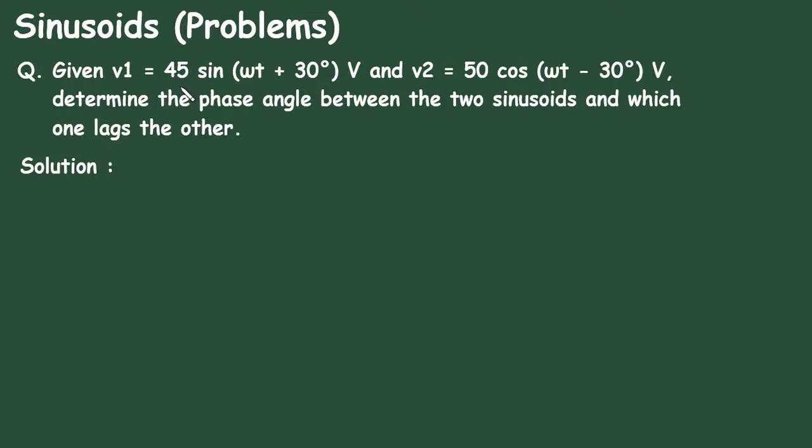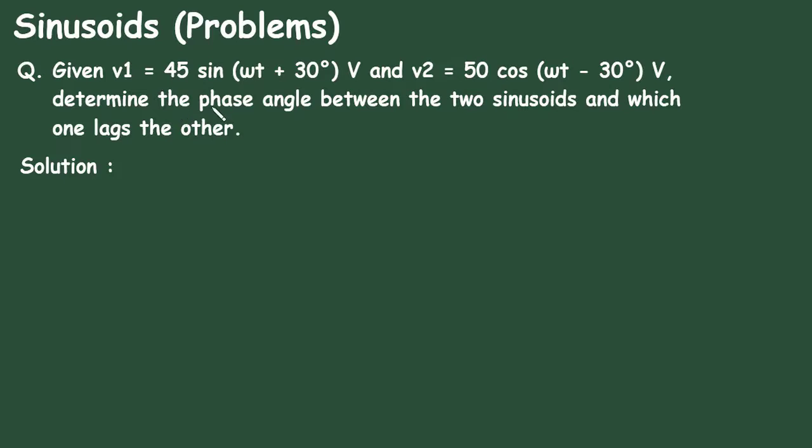In this video, we will see an example on sinusoids. Question: given V1 is equal to 45 sin(omega t plus 30 degree) volts and V2 is equal to 50 cos(omega t minus 30 degree) volts. Determine the phase angle between the two sinusoids and which one lags the other.